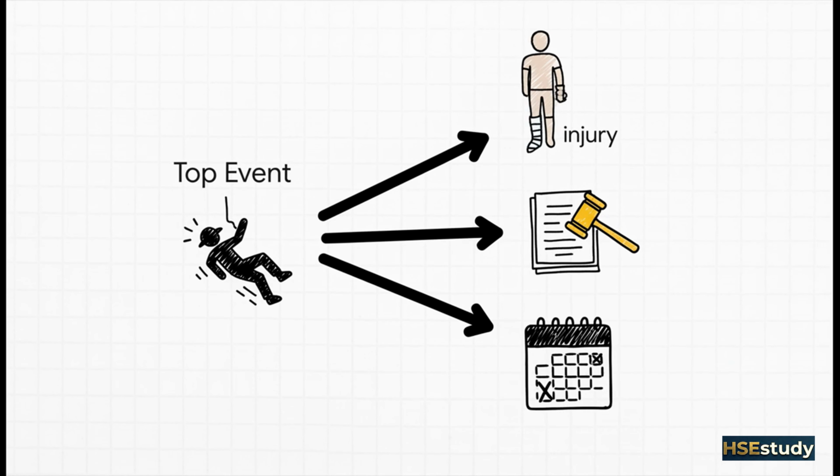Okay, now we have to move to the right side of the Bowtie. What if our preventative barriers fail and the worker actually falls?